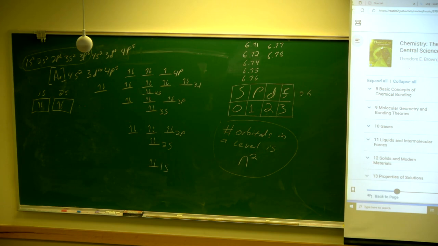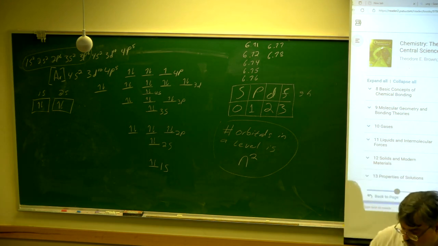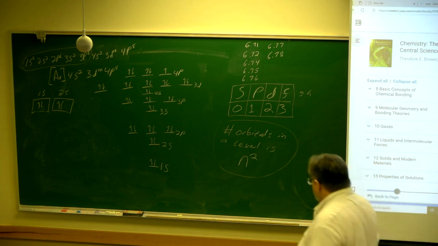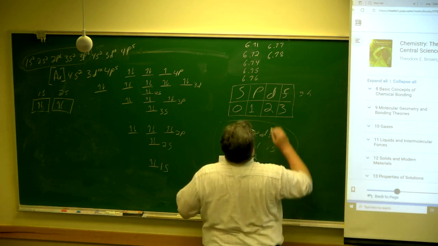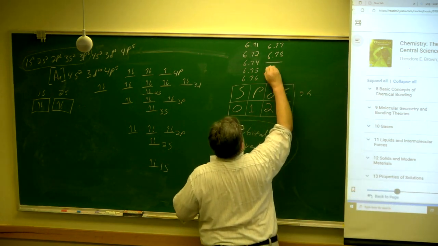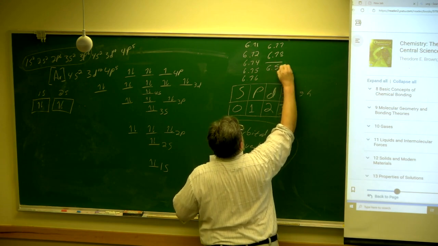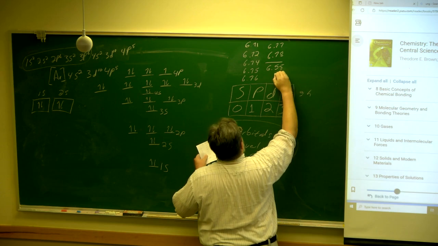All right, so let me go to this other section. We also covered the quantum numbers, the 4 quantum numbers. All right, let me write these down. So, it's 5.